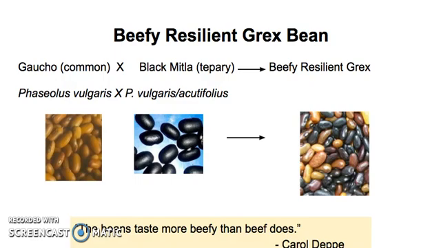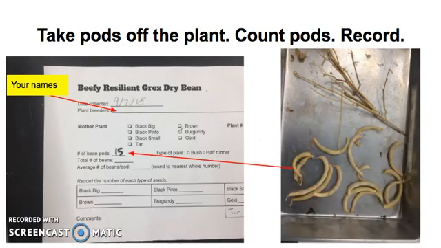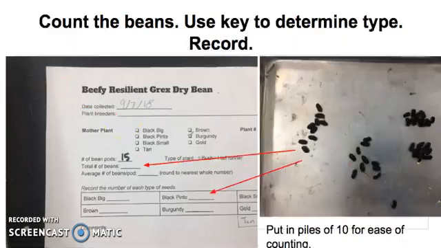So you are each, as a table group, going to get a container of one bean plant. You're also going to get the sheet that says the date it was collected. These ones were burgundy, and it had a plant number on it. And then you're going to basically take off the pods, and you're going to count how many bean pods, and you're going to record that. So this was 15. Also make sure you include your names on this. Then you're going to take the beans out of the pods, and you're going to count how many beans there were. I would recommend putting them in piles of 10 for ease of counting.